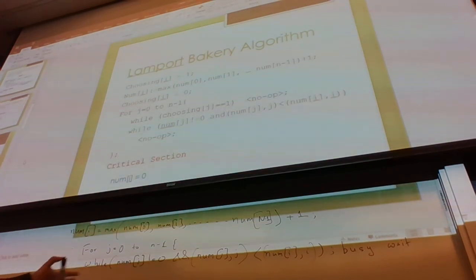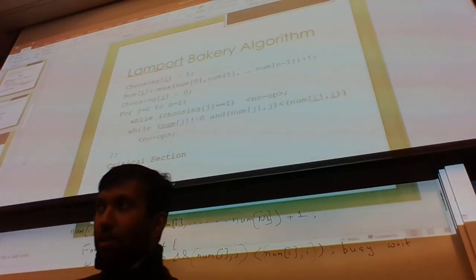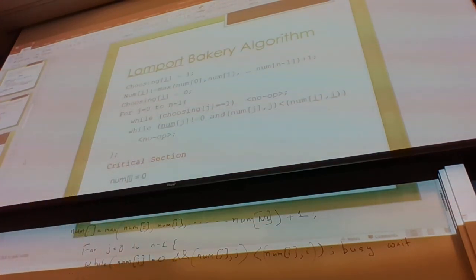So let's say in our case, when process 2 computed the max but didn't store, what will be the value of choosing 2? It computed max but didn't store. It will be 1. So if process 5 came in here to execute that while loop, while choosing j equals 1, if j was 2, choosing 2 is 1, process 5 will be blocked there. No? Process 5 will be blocked.